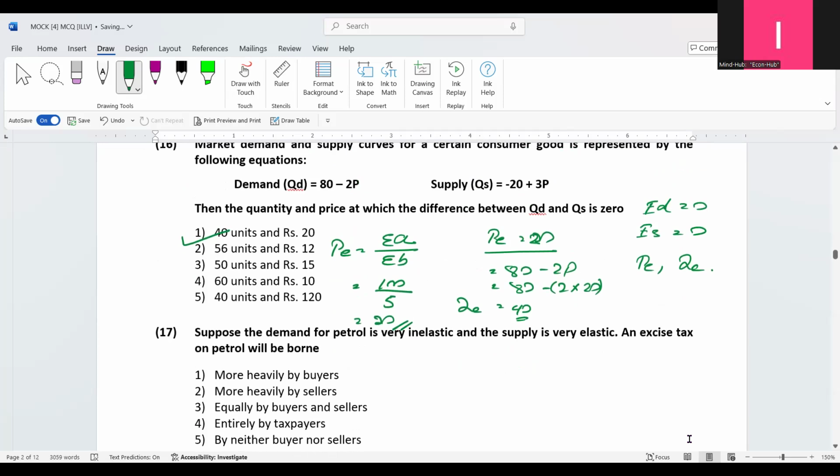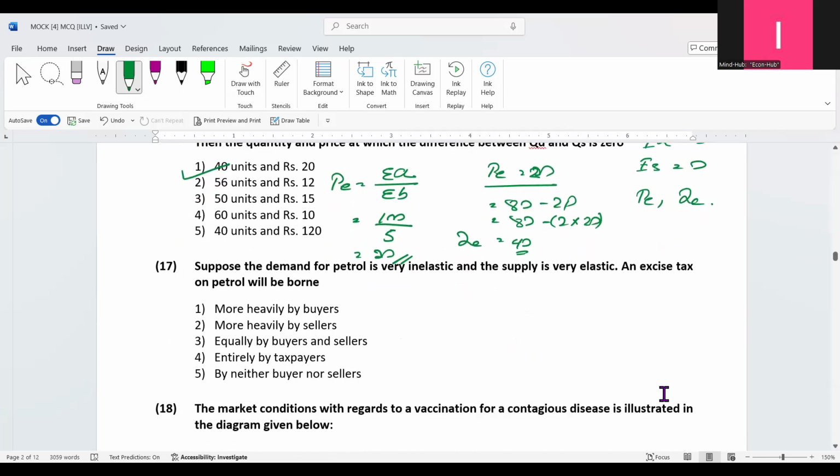17. Question number 17. Suppose the demand for petrol is very inelastic and the supply is very elastic. The excise tax on petrol will be borne... So this is a distribution of tax burden question, very famous question actually, right? It's a very practical but very commonly used question.